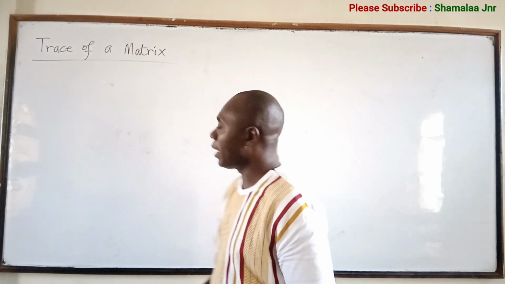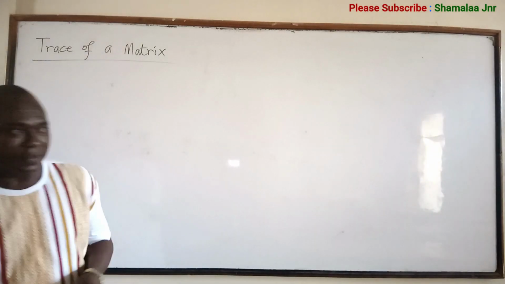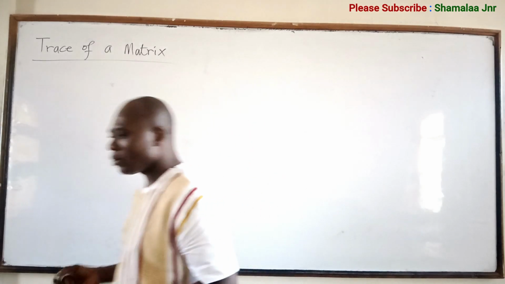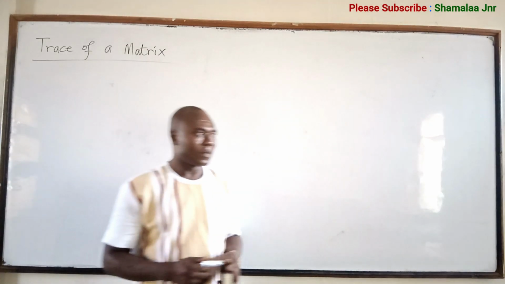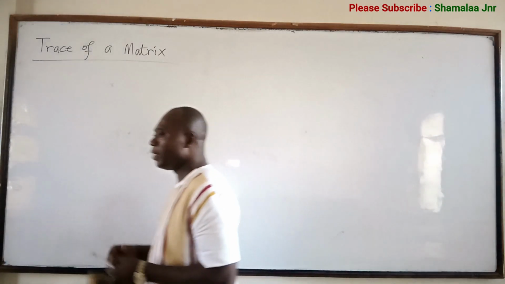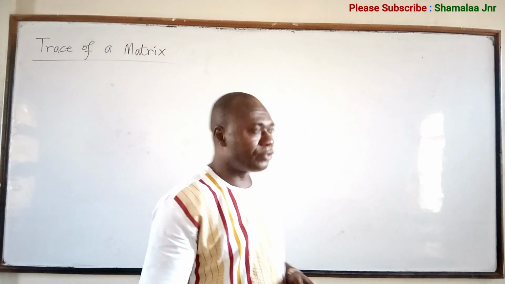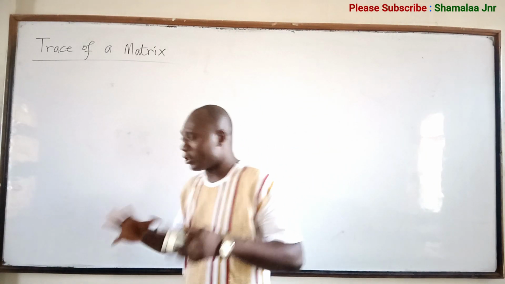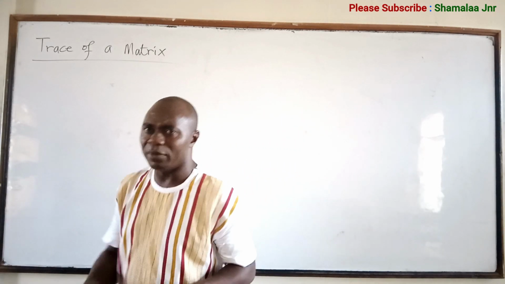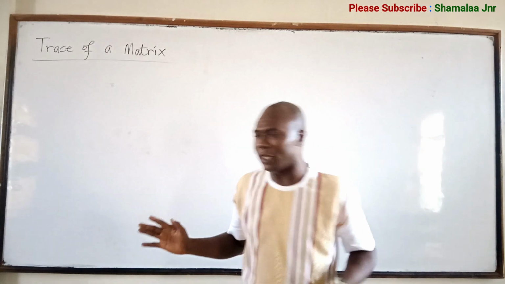Today I want us to look at what is meant by the trace of a matrix. Now the trace of a given matrix is the sum of all the elements in the main diagonal of the matrix. Again, the trace of a given matrix, normally a square matrix, is the sum of all the elements in its principal or main diagonal.